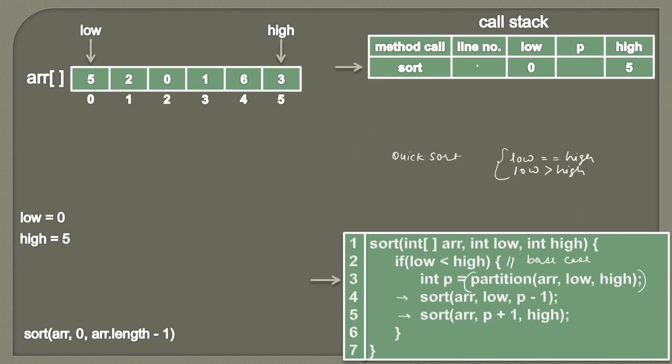So here we will update the line number 3 like this, which tells that we are leaving this sort method at line number 3, and when we come back to this sort method, we will start our execution from line number 3, and when we start our execution, low will be at 0 and high will be at 5. So we are simply storing the state here.